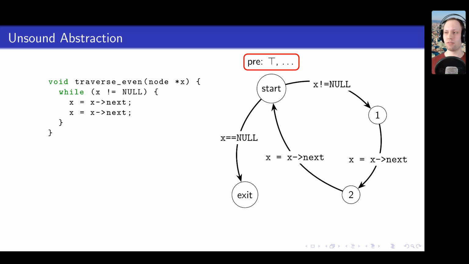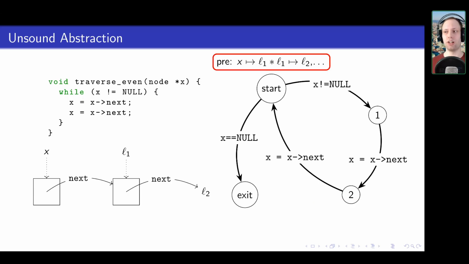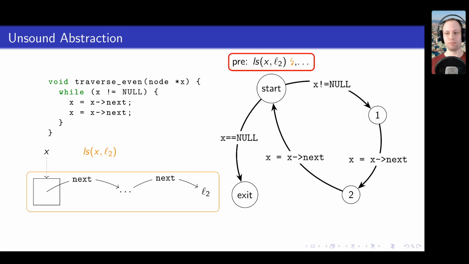What does the analysis do? We start again with top. We'll find in one step, after entering the loop, that we need one node of the list. And then another step, another node. Okay, now we're back at the loop head, obviously. Now we don't want to find infinitely many nodes. We want to do some widening, some acceleration, some abstraction. In this case, for example, we could see, okay, two list nodes together make something like a list. So let's exchange it for the abstract list segment predicate, going from X to some L2.